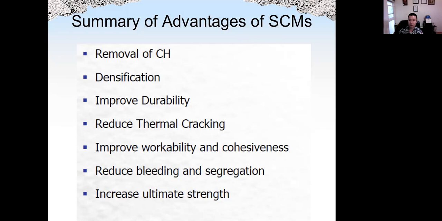The final strength will be higher, but the early strength may not be higher, depending on if we add fly ash, slag, or silica fume. For fly ash and slag, the early strength will be lower, but for silica fume, the strength at all ages will be higher.